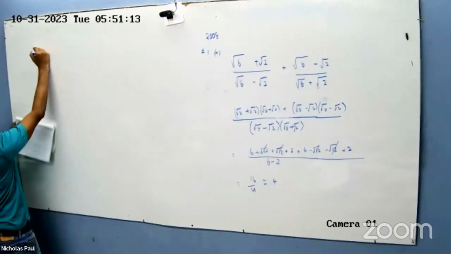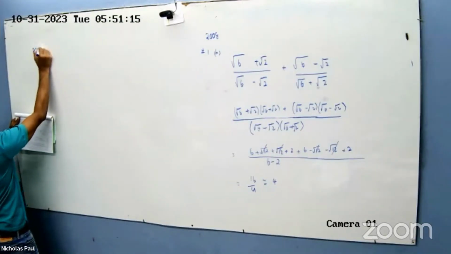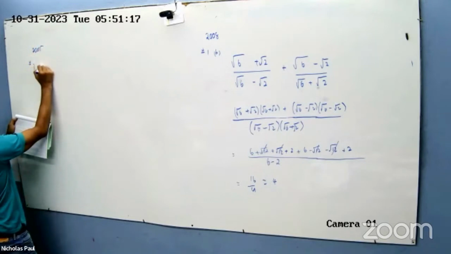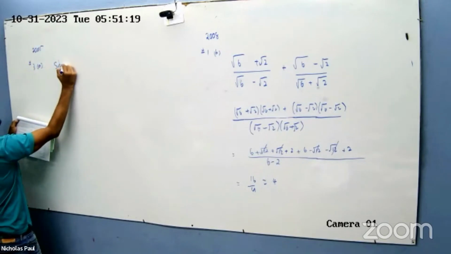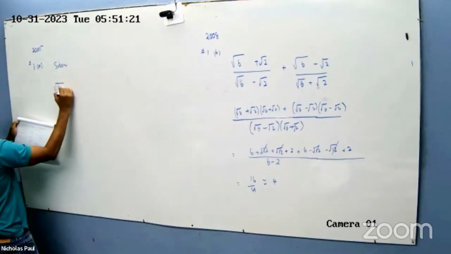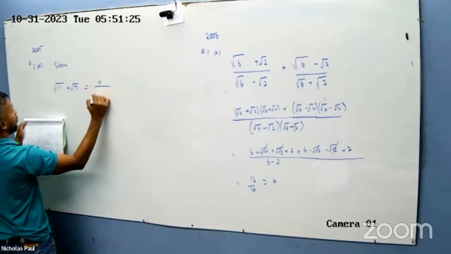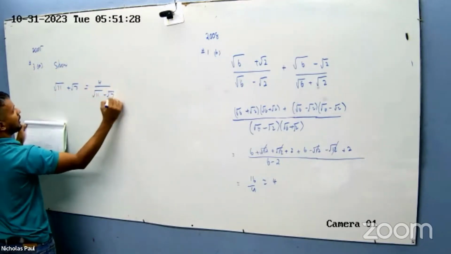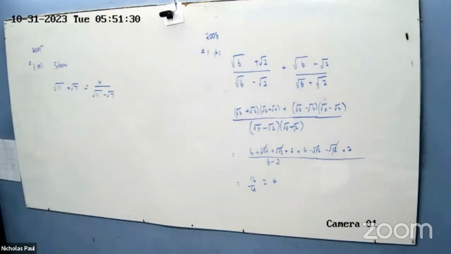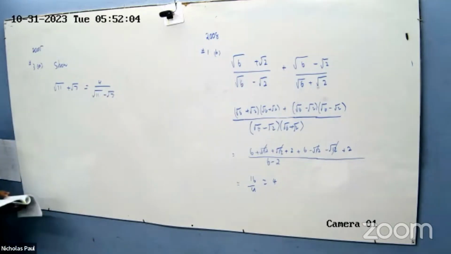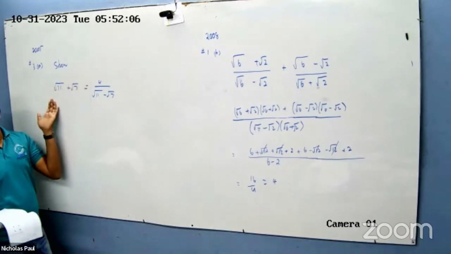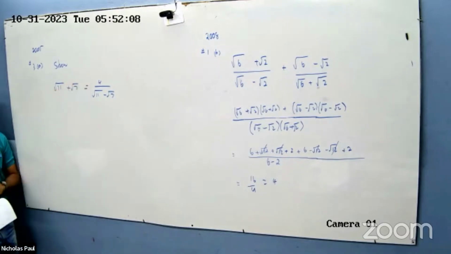This year, this is 2005, number 3. They want you to show quickly that root 11 plus root 7 is equal to 4 over. You have to show that. How are you doing that? You can work with the right hand side, simplify, and it should become that. Go ahead.